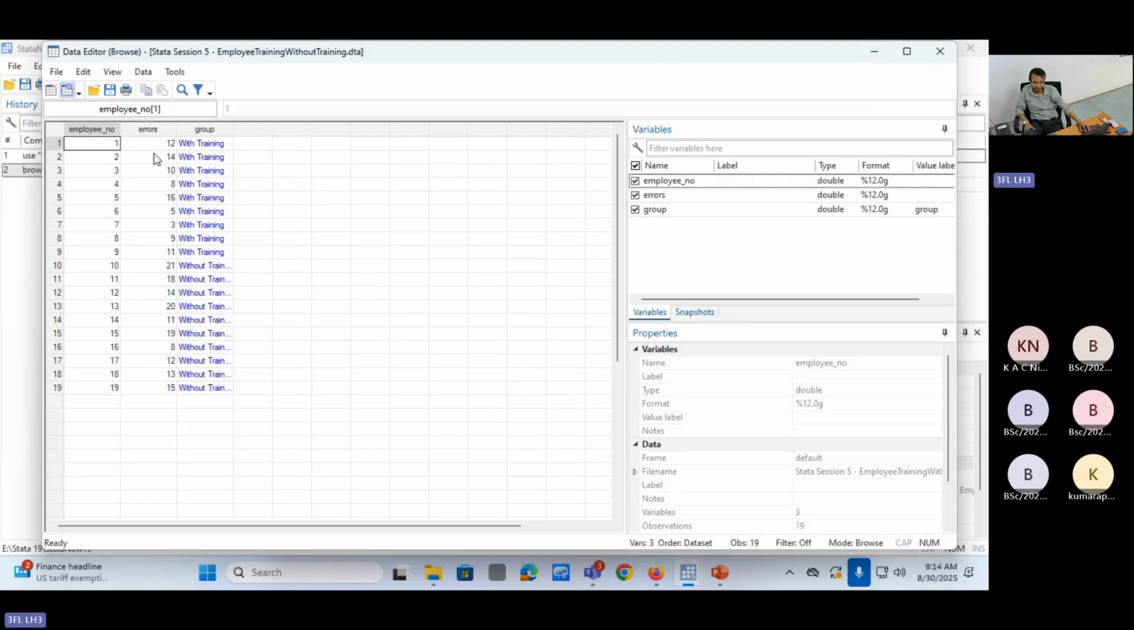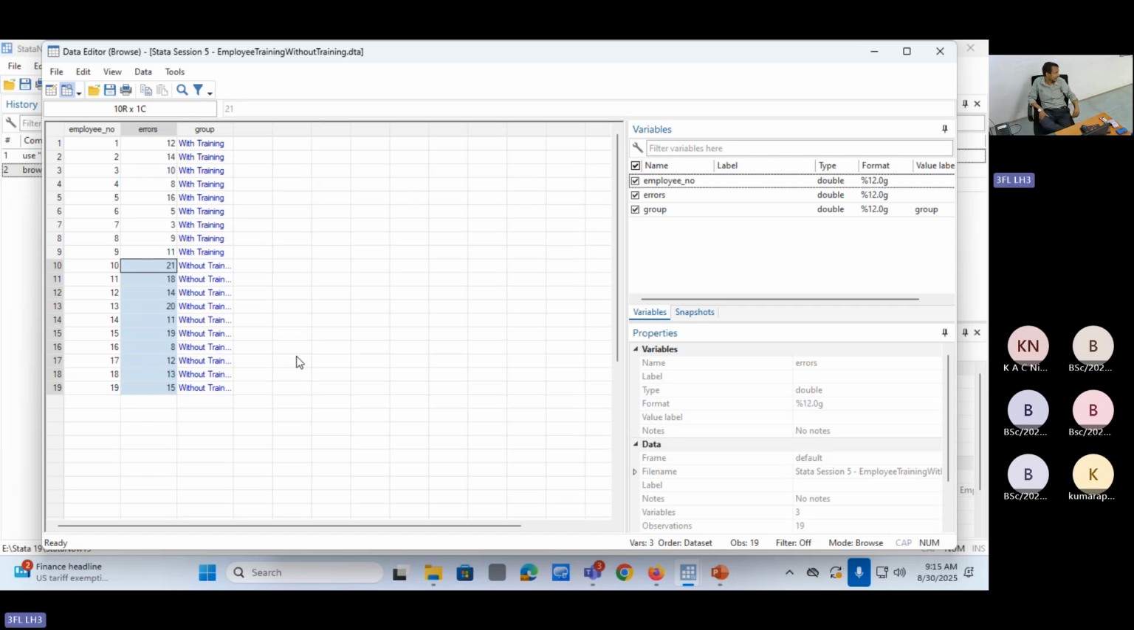Now you can see all 19 employees are there, 9 plus 10. There is a grouping variable, with training and without training, and their mistakes are given here. Without training is also listed in the same column. Can you see that? Two groups' mistakes are listed there. The data is intact. That's good.